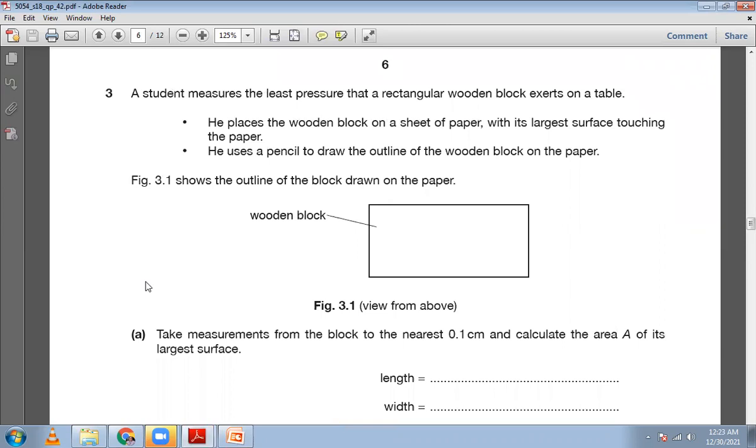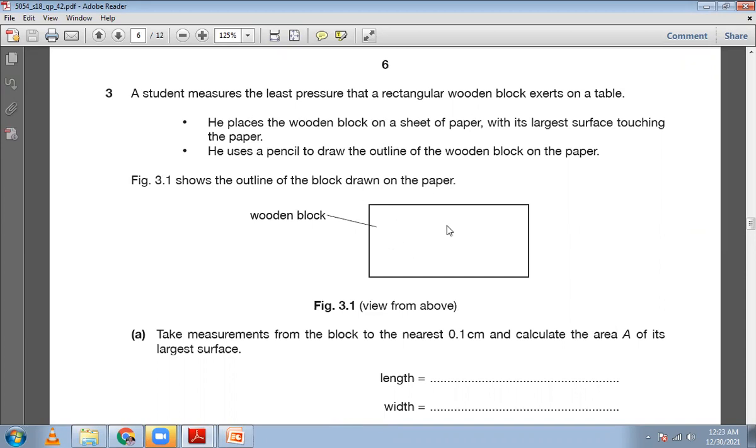Okay, so he says a student measures the least pressure that a rectangular wooden block exerts on a table. He places the wooden block on a sheet of paper with its largest surface touching the paper. He uses a pencil to draw the outline of the wooden block on the paper. Figure 3.1 shows the outline of the block drawn on the paper. So this is that wooden block.